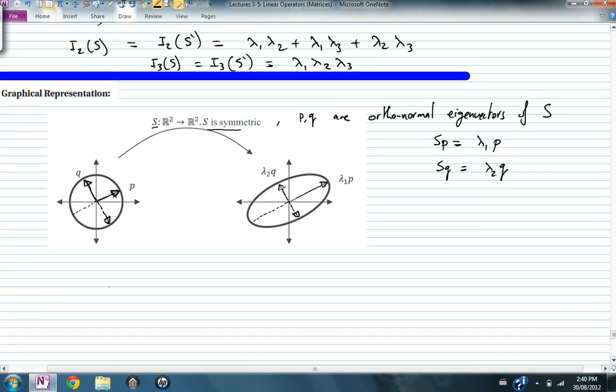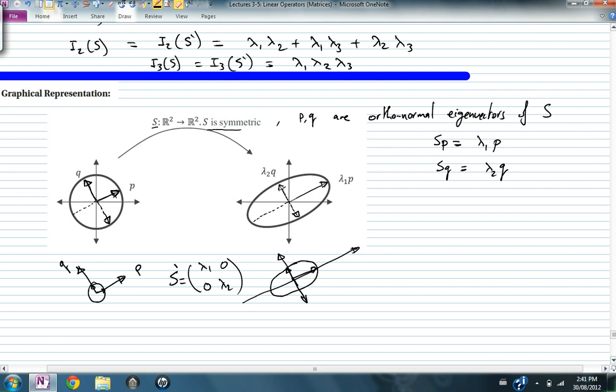And if my coordinate system is in fact this coordinate system PQ, then S prime would look like this: lambda 1, 0, 0, lambda 2. And it would of course do the same action. This is my circle. Then when I multiply S prime by the vectors in this circle, I will get this ellipse, but it will be aligned with the coordinate system.